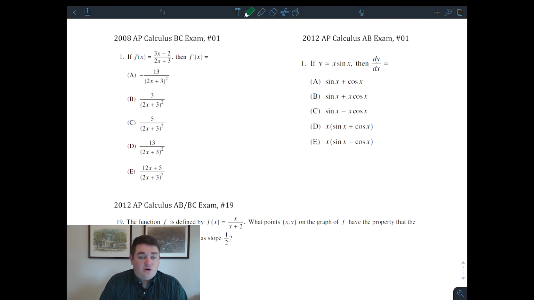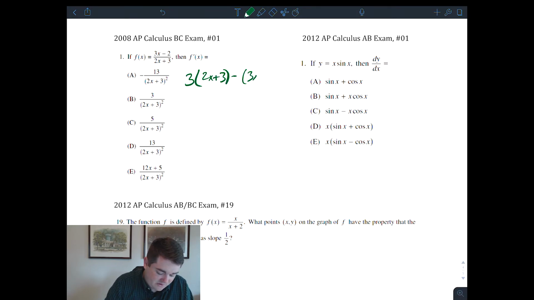2008, BC number 1, f of x equals 3x minus 2 over 2x plus 3. Take its derivative. Okay, I immediately see I'm going to need to use the quotient rule here. So I've got 3 times 2x plus 3 minus 3x minus 2 times 2 over 2x plus 3 squared.